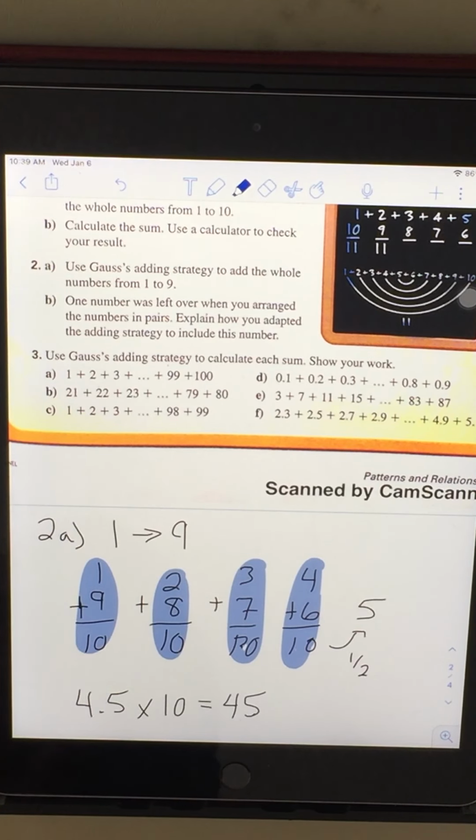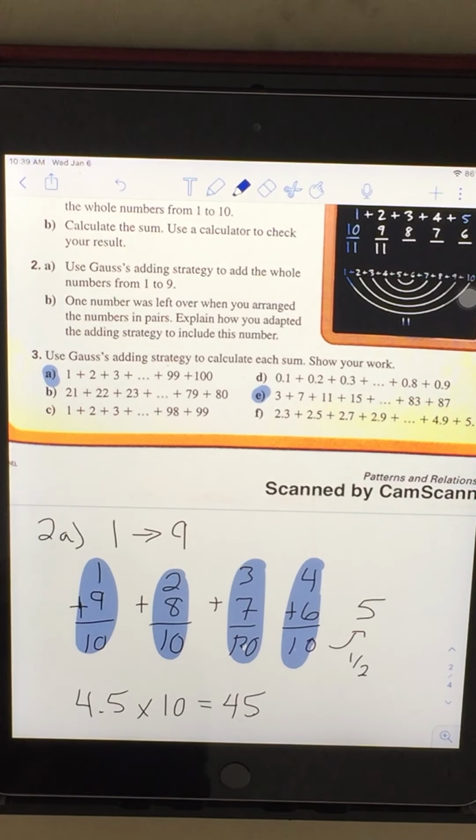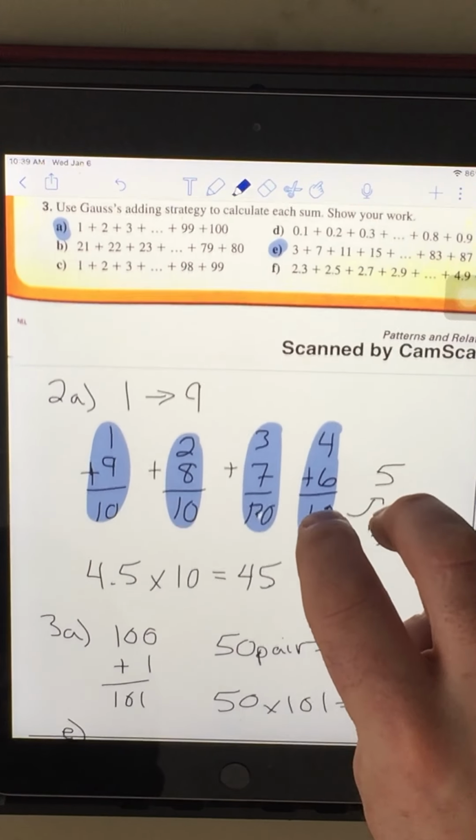Okay, so that's the answer to 2B as well. When we have an odd number of numbers, the number left in the middle is exactly half of what all the sums are. Question 3, I'm going to do A with you and E with you, and then I want you to work on the other 4 on your own. Make sure you understand how to do them and check your answers.